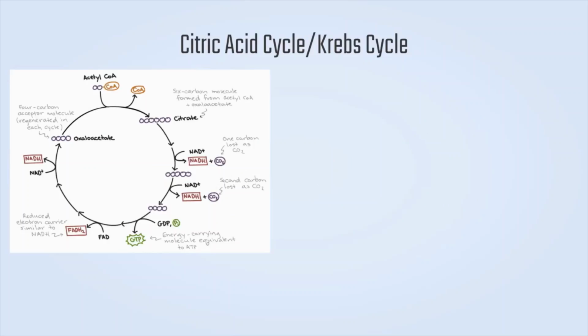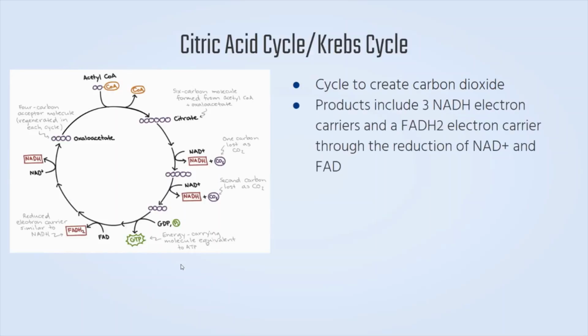Next step is called the citric acid cycle, also known as the Krebs cycle. The purpose of the Krebs cycle is to create carbon dioxide. The products of the citric acid cycle include 3 NADH electron carriers as well as FADH2 electron carriers. And these happen through the reduction of NAD plus and FAD respectively. And in the cycle, 2 carbon dioxide are also produced as a byproduct, here and here.